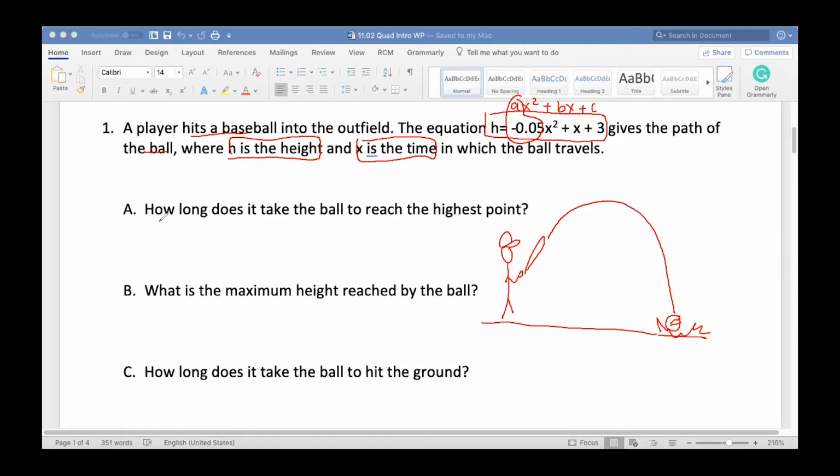The question asks, how long does it take the ball to reach the highest point? So if you look at this picture, which one is going to be your highest point? Obviously this one, right? And we call it the maximum. So it gives us an idea what we are looking for. And again, for the maximum, we have x and y. We know that x stands for time, and y stands for the height. Knowing what you look for will really help you with this question.